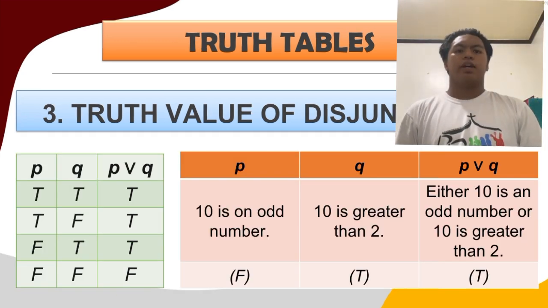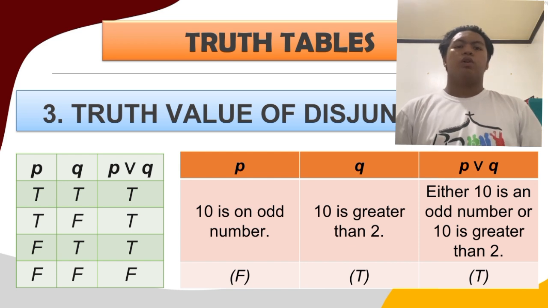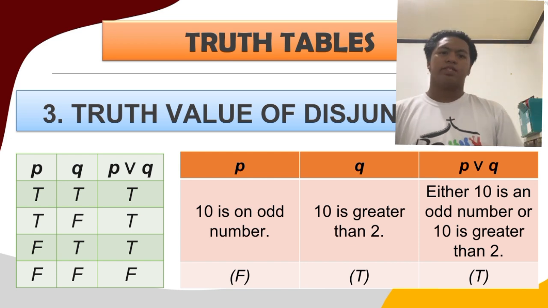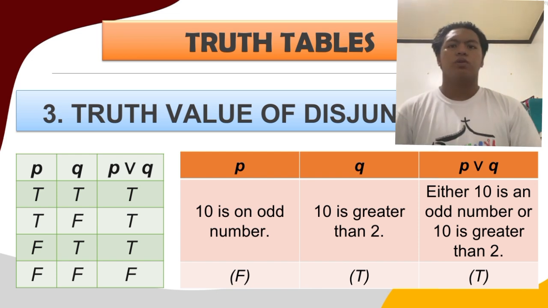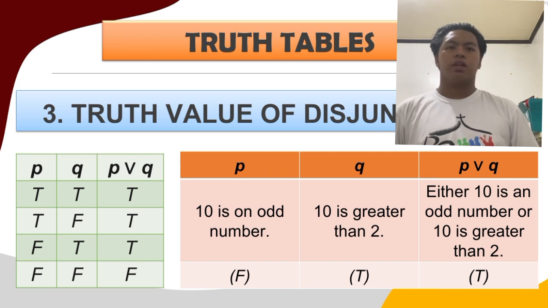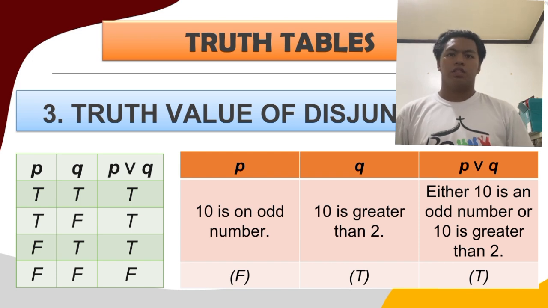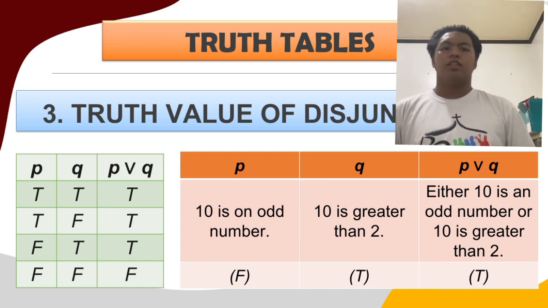So let us apply the truth value of disjunction by this example. So here in the first statement or in the P has this statement. 10 is an odd number. We know that 10 is an even number, right?